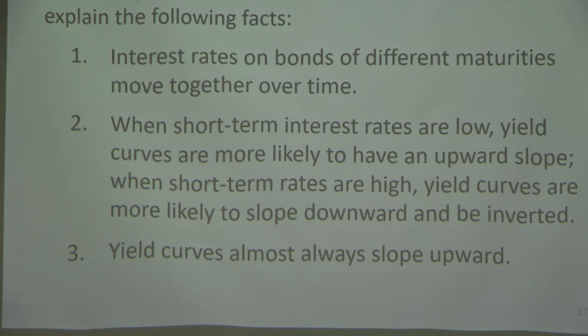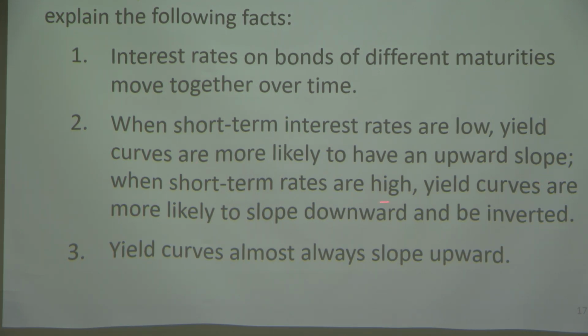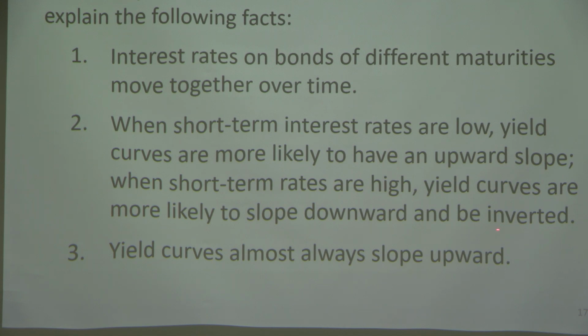So that's the term structure of interest rates. The first one, interest rates on bonds of different maturities move together over time. And when short-term interest rates are low, yield curves are more likely to have an upward slope. And when short-term rates are high, yield curves are more likely to slope downward and be inverted. And most of the time, yield curves slope upward.